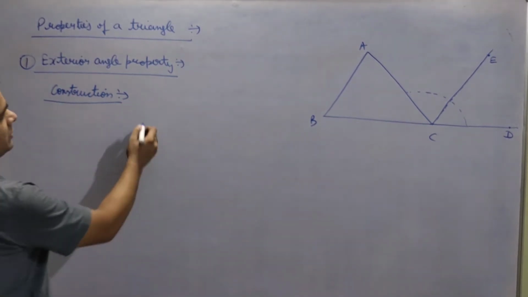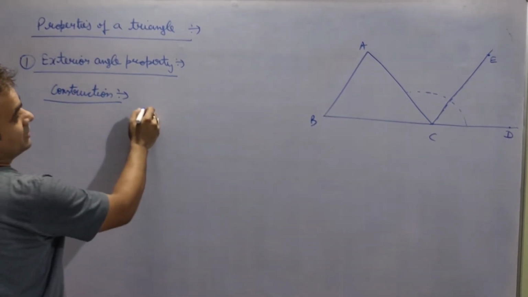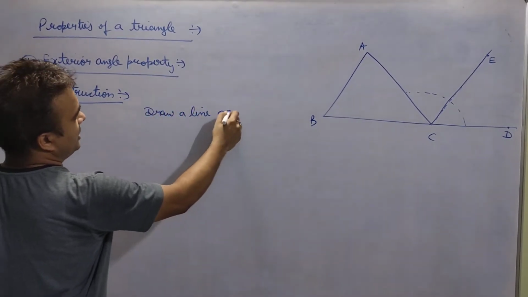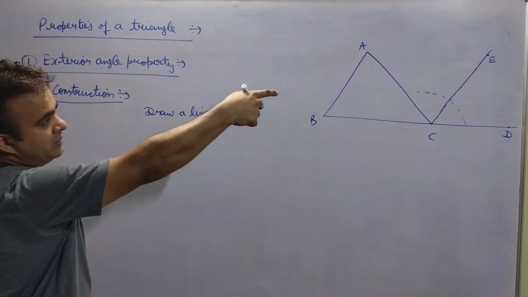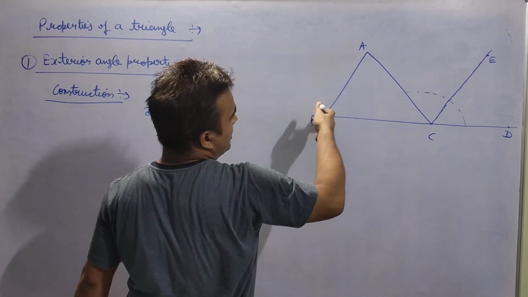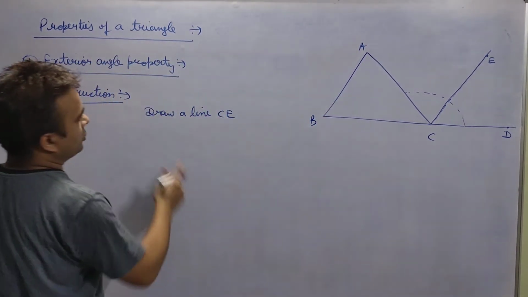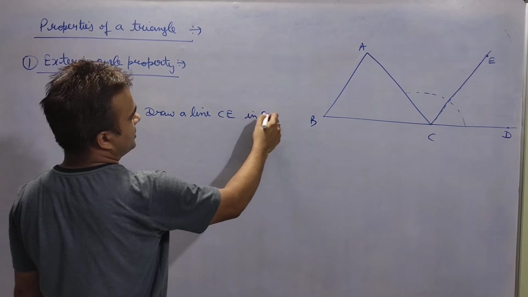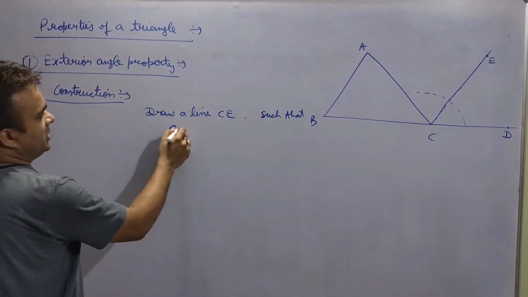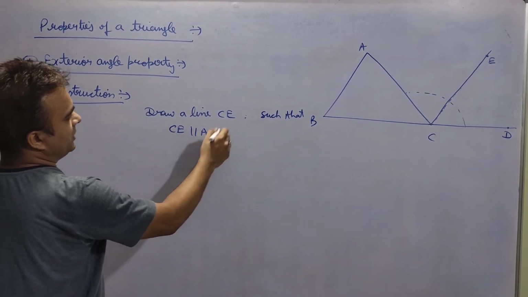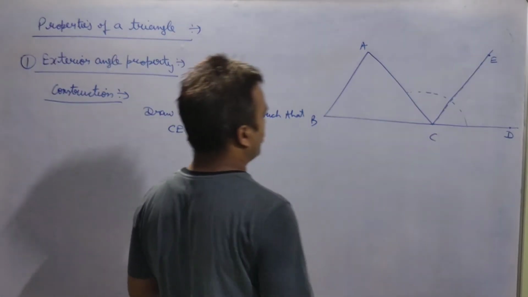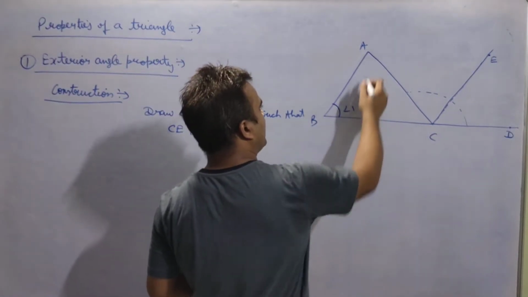Now I draw a line CE. Be careful, whenever you are drawing a line you have to be specific. We have to draw a line parallel to AB. So draw a line CE such that CE is parallel to AB. CE is parallel to AB, we have explained. Okay, now can we write angle 1 and angle 2? I have given the names.